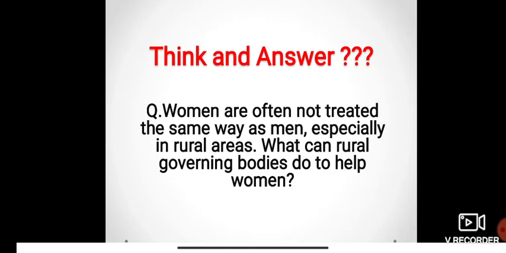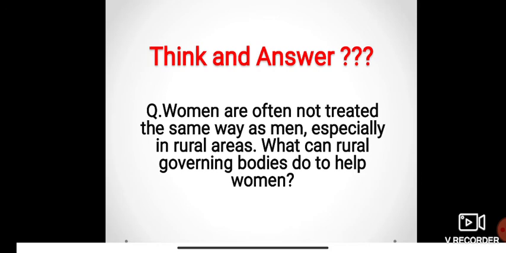In other words, what are some of the things that the rural governing bodies or the government can do to help those underprivileged women who are not getting equal opportunity to that of men, to participate in the governing system? That is the question for you. You can record your answer in your notebook, on A4 size paper, or any other materials, for your understanding.